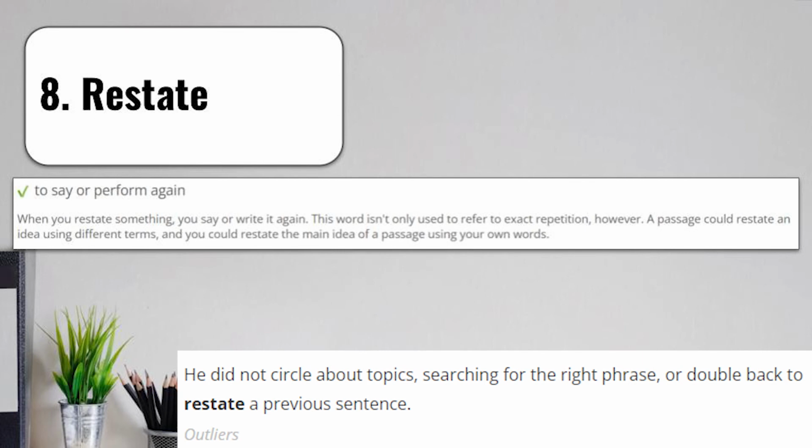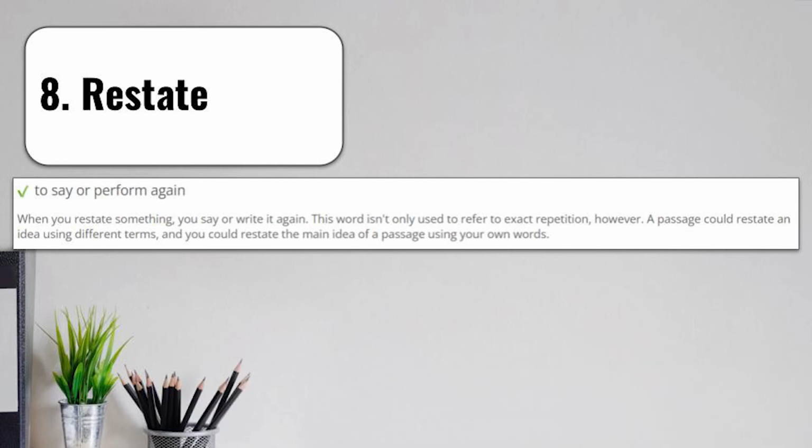Term number 8 is restate. To restate something is to say or perform it again. If I say that definition of to say or perform again, I'm restating it. I'm saying it over. When you restate something, you say or write it again. This word isn't only used to refer to exact repetition, however. A passage could restate an idea using different terms. And you could restate the main idea of a passage using your own words. As long as it gets that main point across, you're restating it.